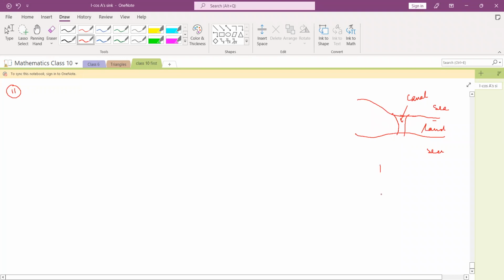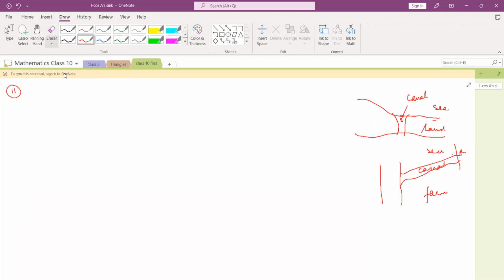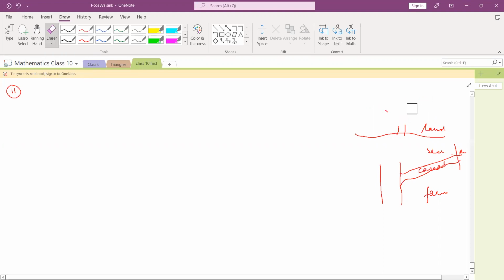Or let's say a river is flowing like this and you have your farm here and you want some water in your farm, and somewhere again you have, let's say, another river or something goes out. So if you make a cut here so that the water can flow through your farm, this will be called a canal. So it's a man-made cut which is made for the flow of water. Got it? Okay.